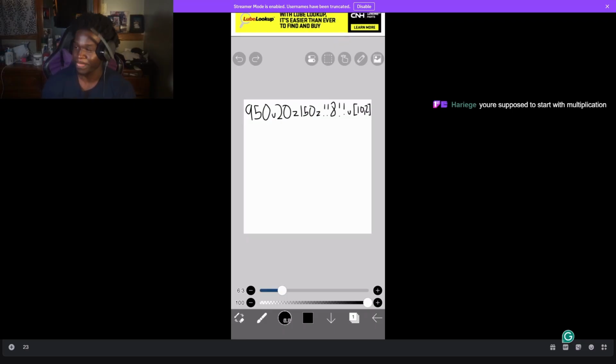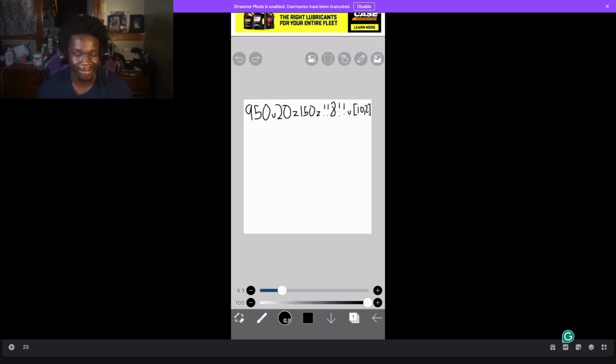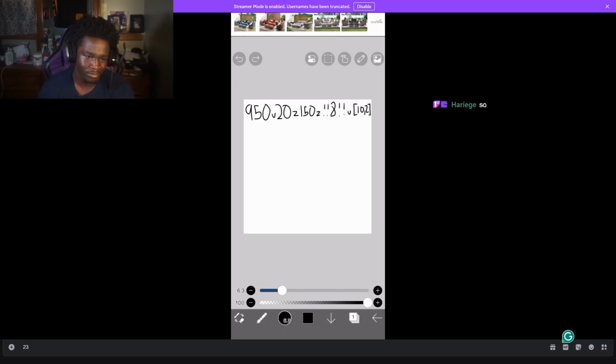Remember, U is addition, Z is subtraction, the exclamation points are times 10, and the brackets is multiplication. All right, so it's 100. Is that point eight or is that just eight? No, the exclamation points are times 10. So is the number eight just eight by itself, or is it point eight? It's just 8.